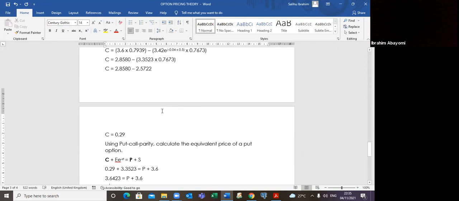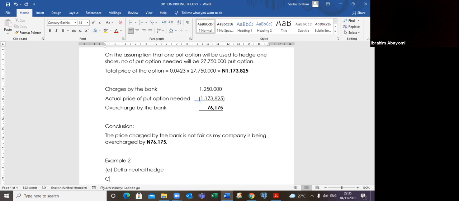What the question wants to see is how many options I need to buy or sell in order to delta hedge. So what you need to compute is D1 first. When you compute D1, you then go and compute your N(D1). So D1 is equal to, we know the formula already. Let me just copy the formula down.